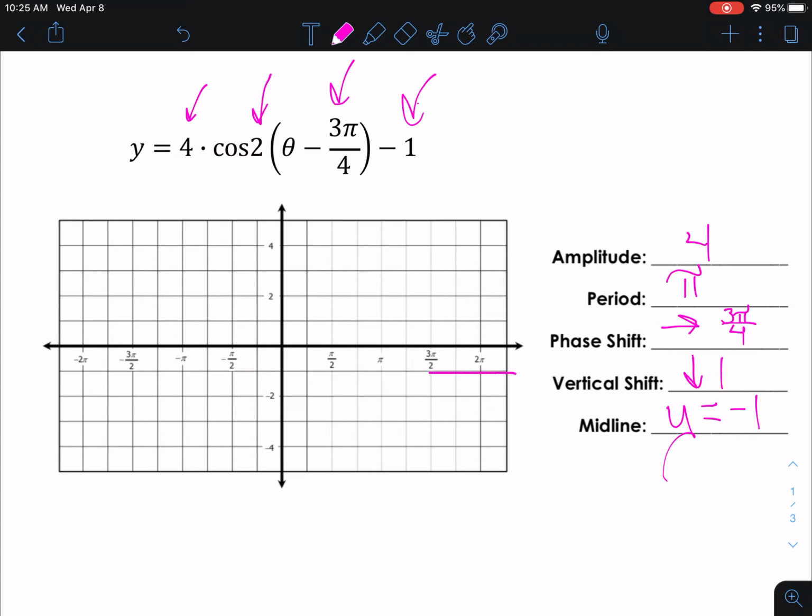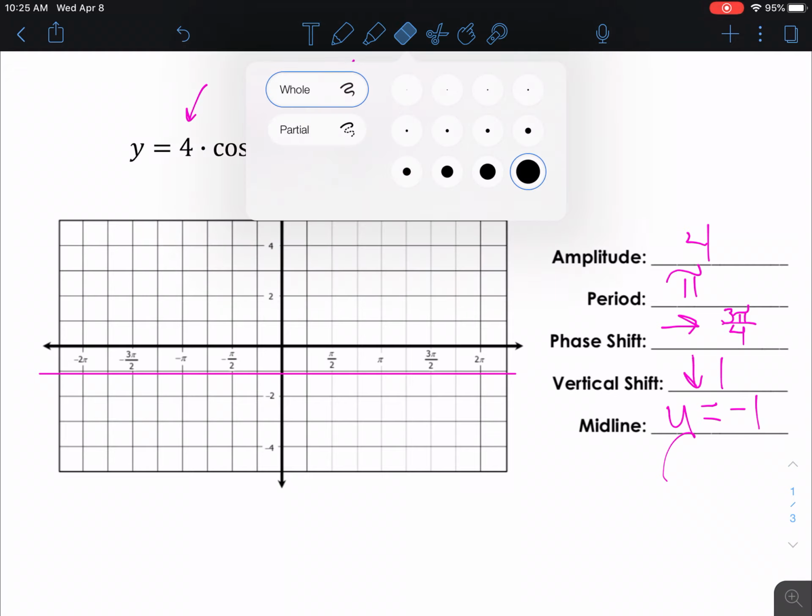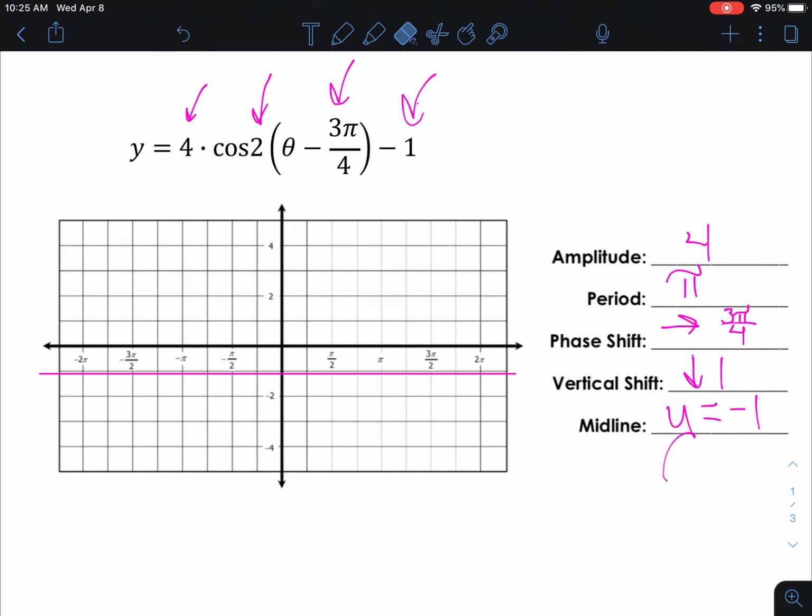Let's see if I can do this fairly well. Okay, so now let's do something like this. Okay, so it looks like it's sort of at negative 1 there.